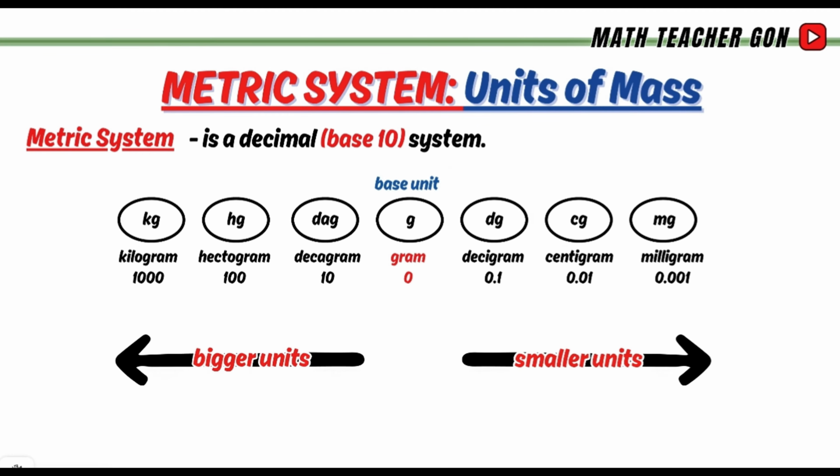How to convert between units? Because the system is based on 10, conversions are easy. Just move the decimal point. Moving to a smaller unit, move the decimal to the right. Moving to a bigger unit, let's move to the left.